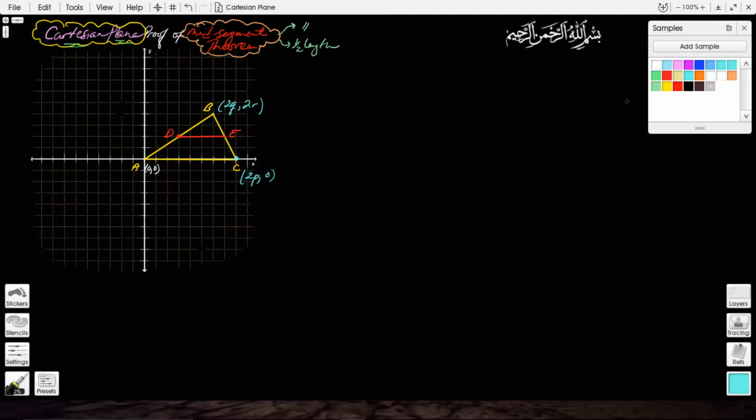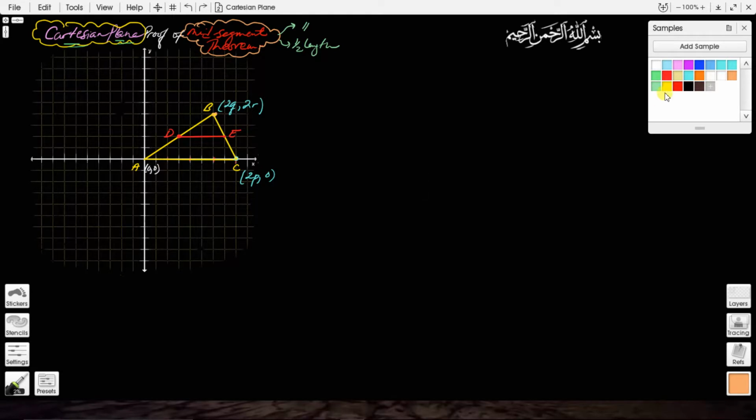So you can label these points any way you like. However, as I suggested, with a little foresight, you will see why this works better. So I label this ordered pair that belongs to C as 2P and 0, the y value is 0. And I label this ordered pair that belongs to B over here as 2Q and 2R. It could have been just Q, R and P, 0, as I said.